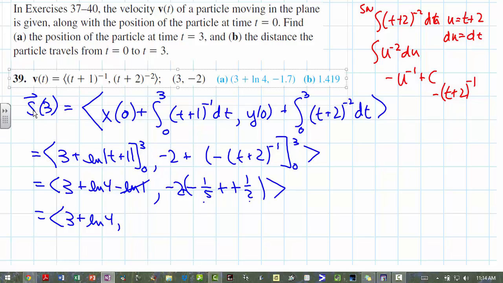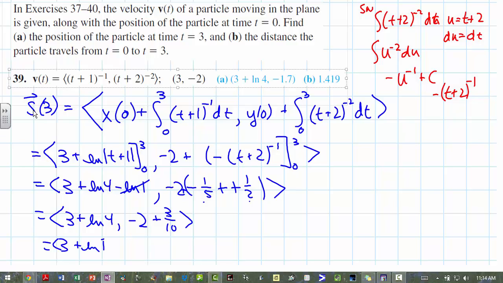Okay, so now we're at negative 2 plus 3 tenths. So negative 1.7. Yeah. Okay. The answer is negative 17 tenths, negative 1.7.